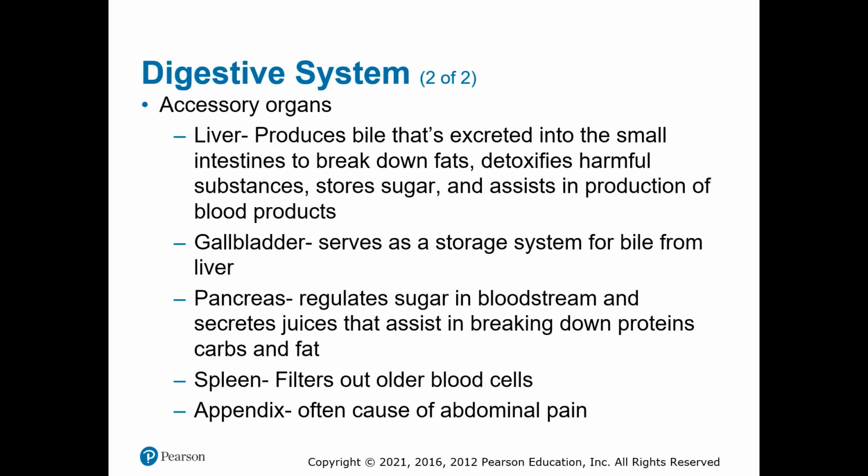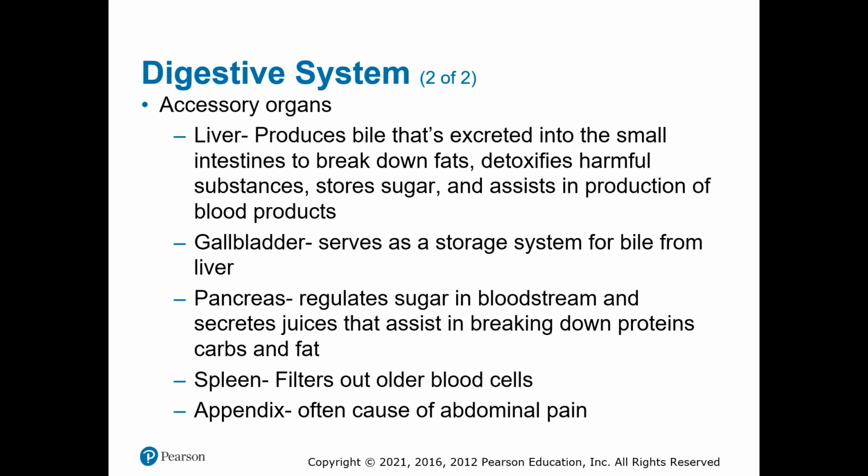Accessory organs in the digestive system include the liver, which produces bile that's excreted into the small intestines to break down fats, detoxifies harmful substances, stores sugar, and assists in production of blood products. The gallbladder serves as a storage system for bile from the liver, and your pancreas regulates sugar into the bloodstream and secretes juices that assist in breaking down proteins, carbs, and fat.